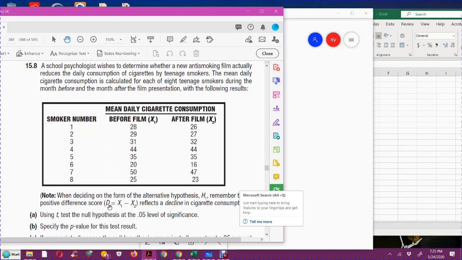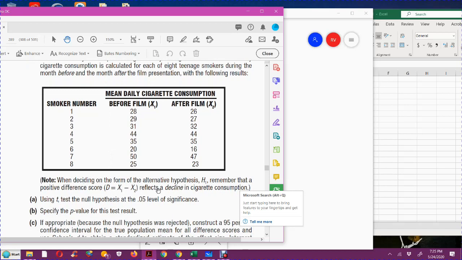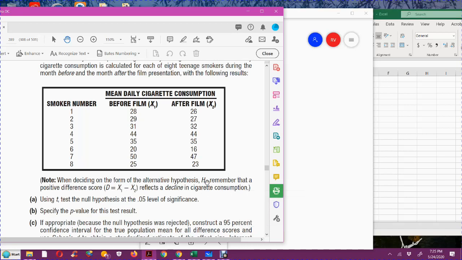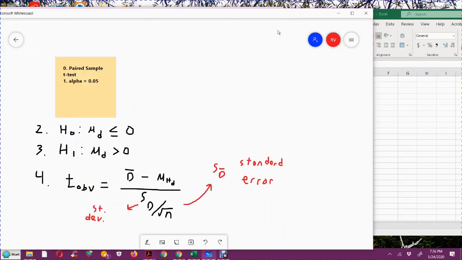It also gives you a clue down here in this note when deciding on the form of the alternative hypothesis. Remember that a positive difference score reflects a decline in cigarette consumption. So what we're looking for in the alternative is that this D, which is the difference between them, is actually positive. Because if D is positive, that means a decline. So that's going to be our alternative hypothesis. So the alternative is that the mean difference is positive. And the null hypothesis then is that the mean difference is not positive, in other words, less than or equal to 0.